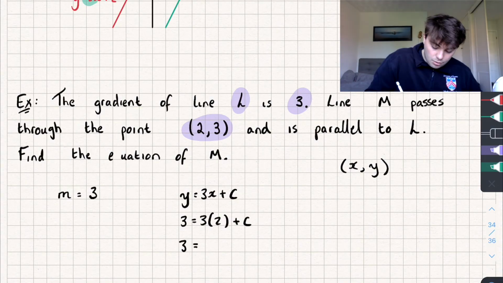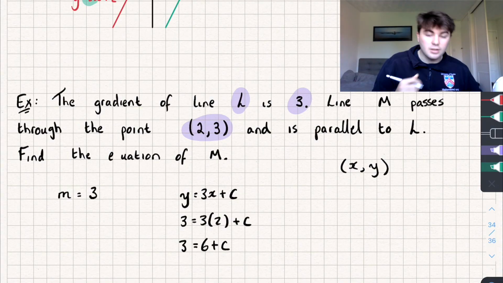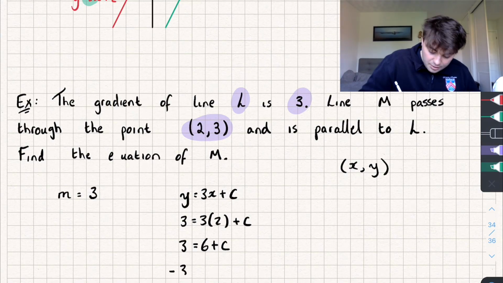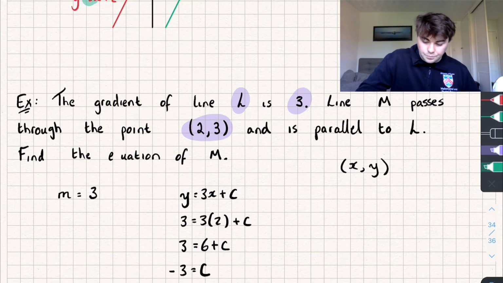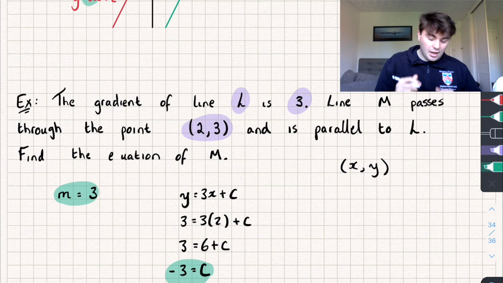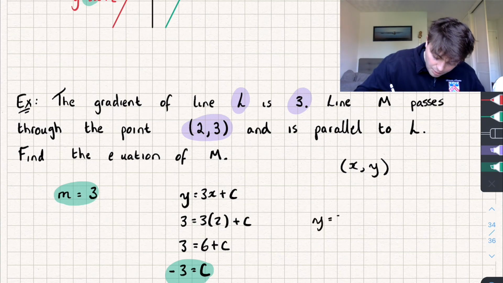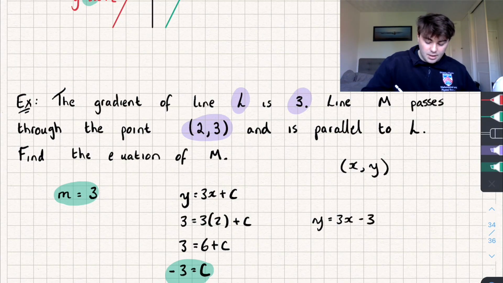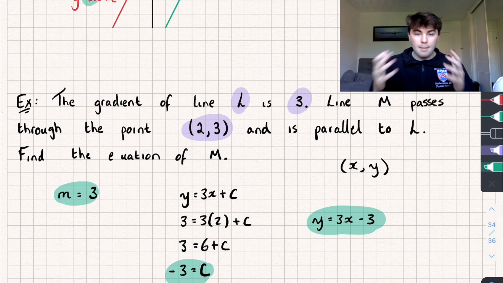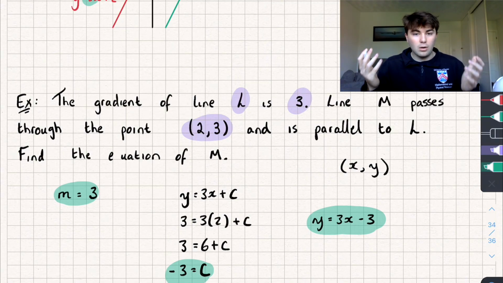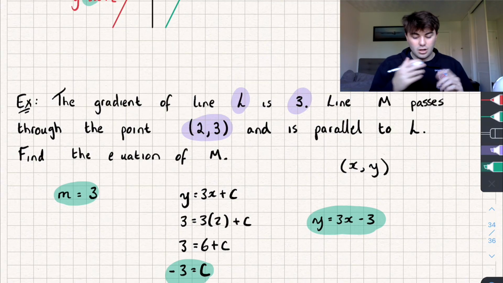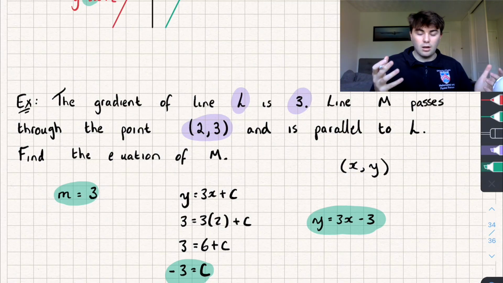And so this gives us that 3 is equal to 6 plus c, and subtracting 6 from both sides, we get that negative 3 is equal to c. And so now we've got our value of m and our value of c, and we can put them into the equation of a straight line, and we get y is equal to 3x minus 3, and this is going to be the equation of our line M. And that's pretty much it for parallel lines. They're not too difficult, I don't think. You just kind of need to know more about the equation of a straight line, to be honest.